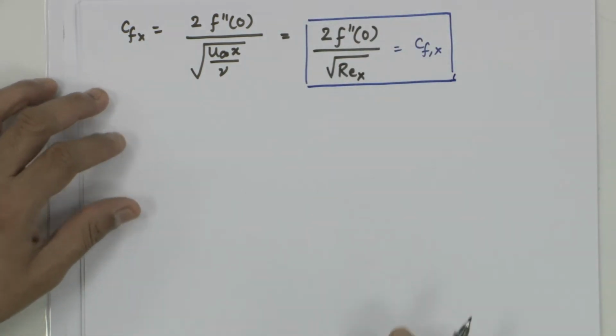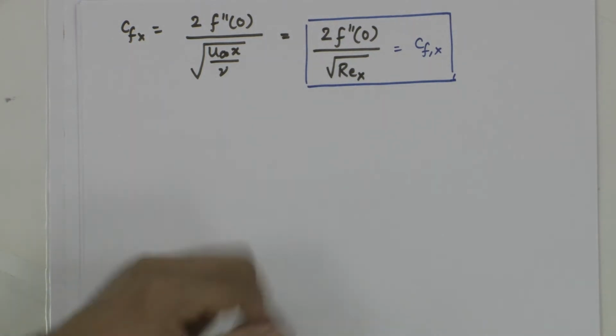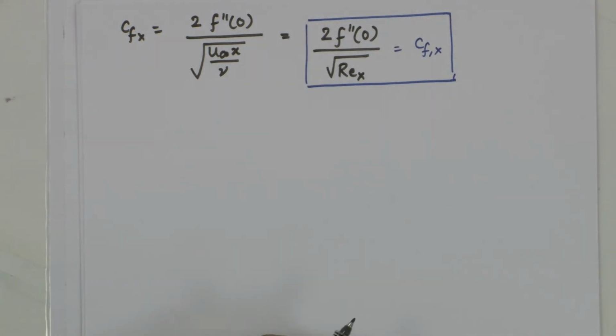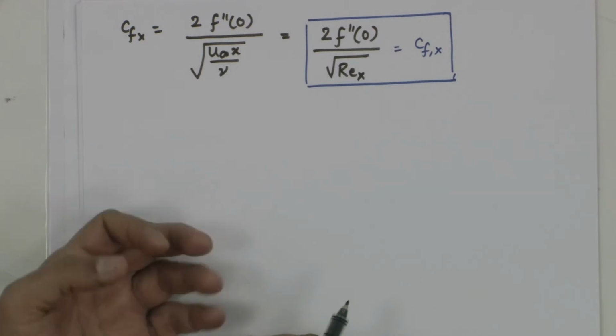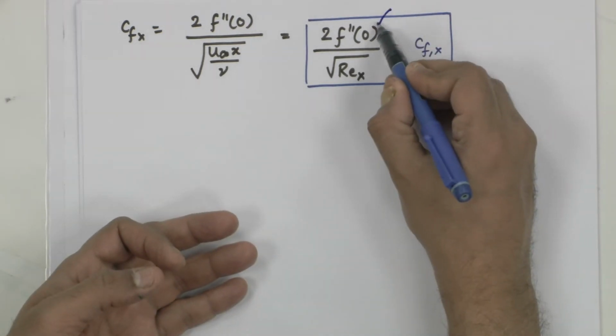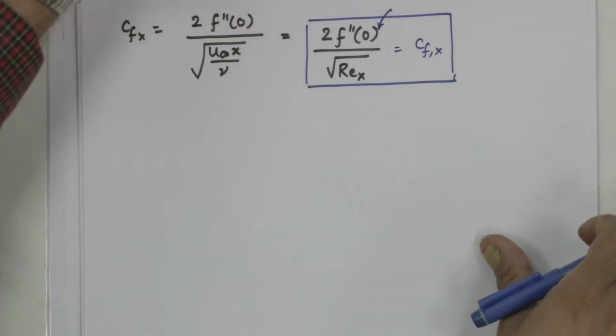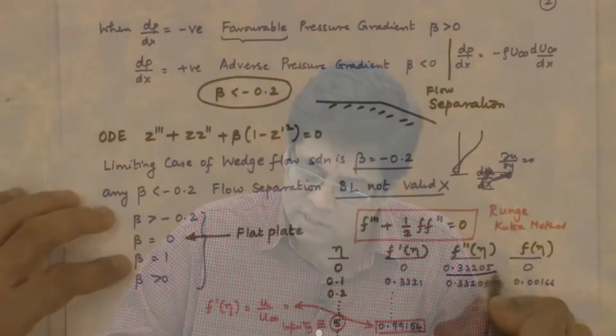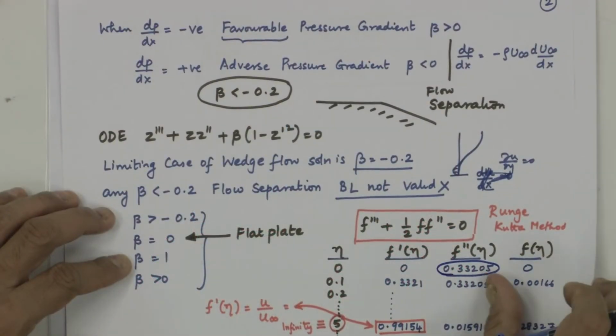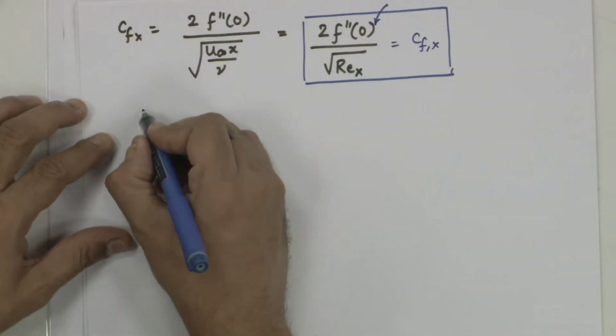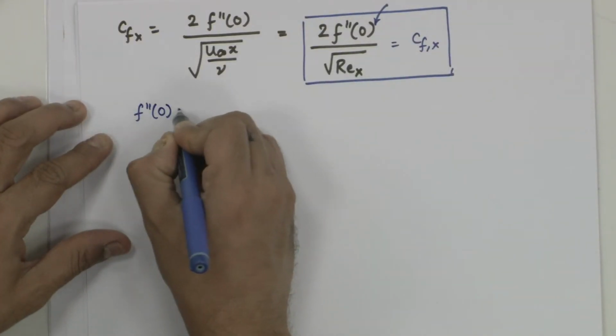Delta by x was 5 over Re to the power half, Reynolds number to the power half. And what is the additional thing? This one. If I go back to the table which was generated, this table is going to give me f double prime of 0. f double prime of 0 was 0.33205.